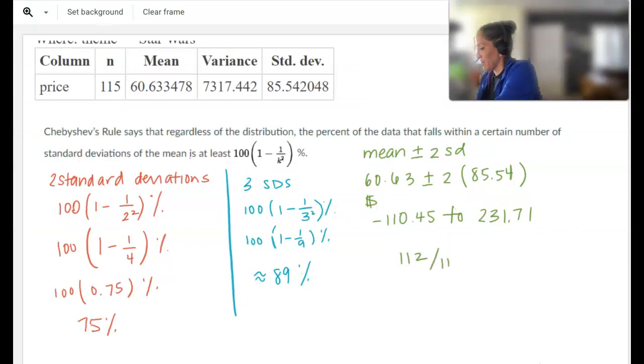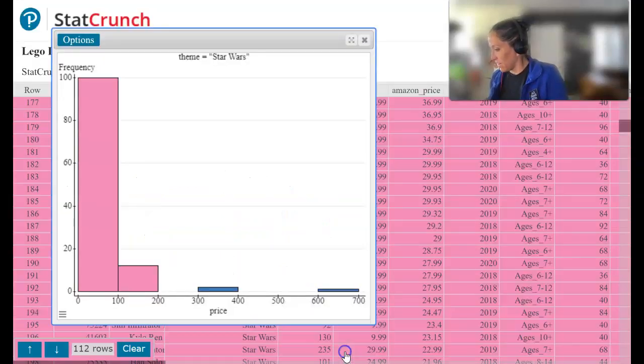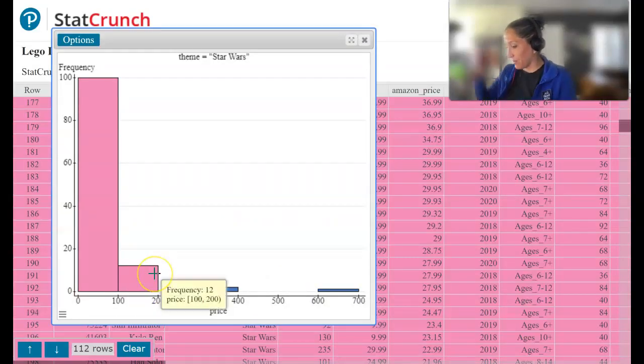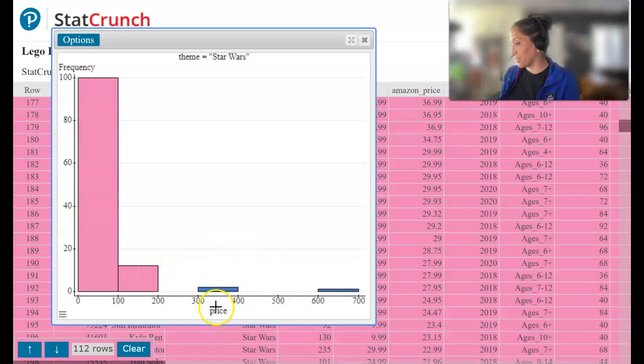I got lucky here on my histogram. The cutoff here, we don't have another value until 300. So I know that 271 is not going to be a problem in terms of using these two bars in my histogram. But that's just me being lucky. Here's another way to do this.